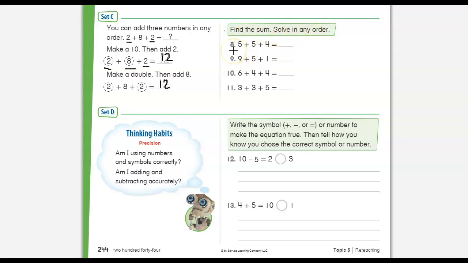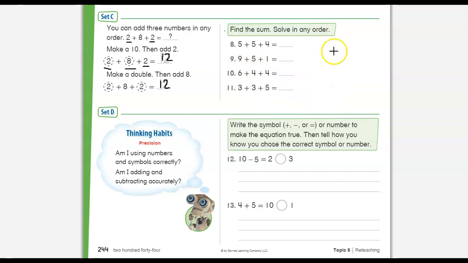So on number 8, you are solving 5 plus 5 plus 4. You can add whichever 2 numbers together you would like to add first, then add the third number to get your answer. And you are going to be able to solve all of these problems by doing that method. Once you finish solving number 8, move to number 9. Look at the 3 numbers you are adding. Pick 2 numbers to add together first, get your answer, then add the third number.